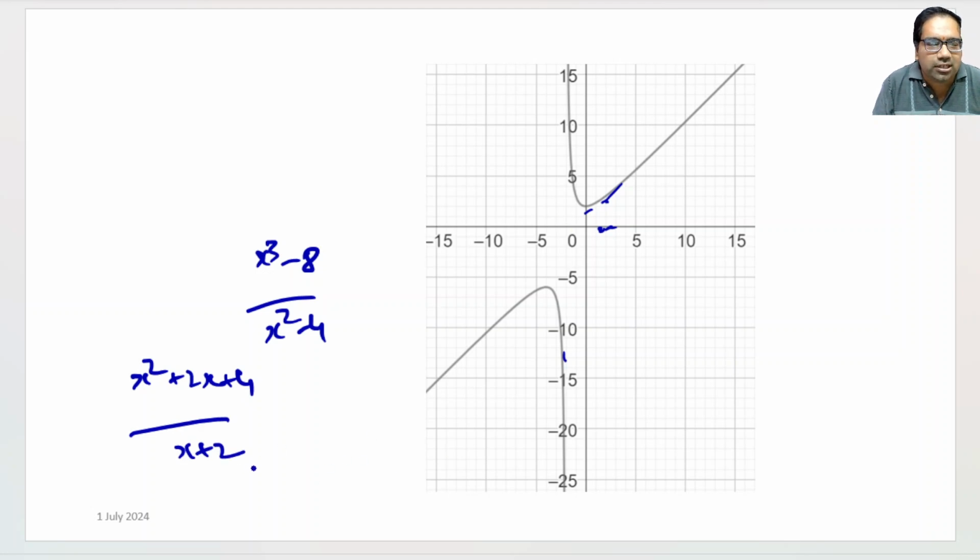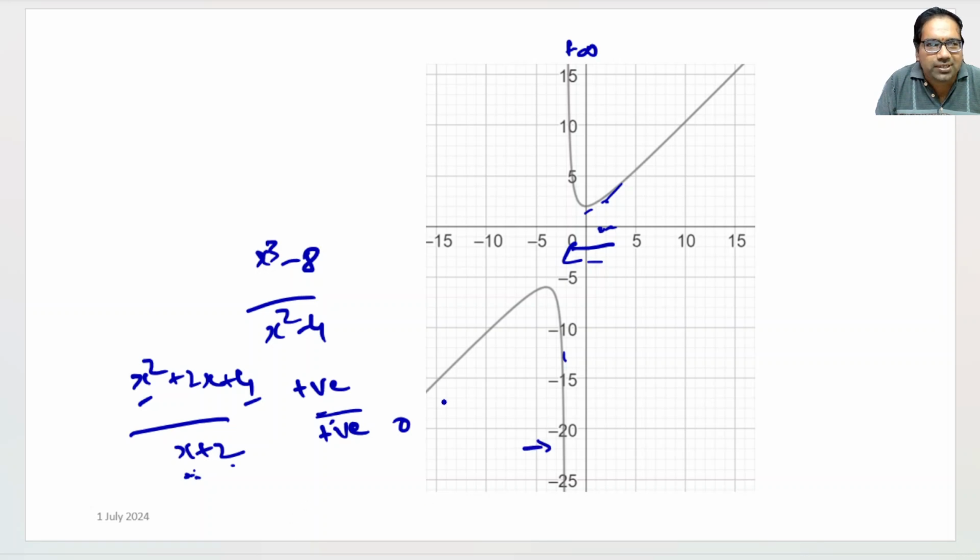The denominator becomes 0. But at the same time, what is happening? X square plus 2x plus 4. When you are approaching from the right side, this becomes x square, this is positive, and this is positive, right? And x is lesser than this when you are approaching from the right-hand side, so this is also positive, but this is close to 0. That's why it is tending towards plus infinity, when you are approaching from the right side.